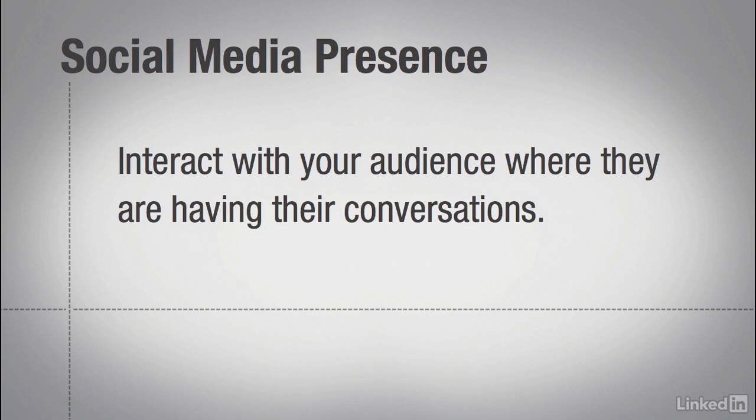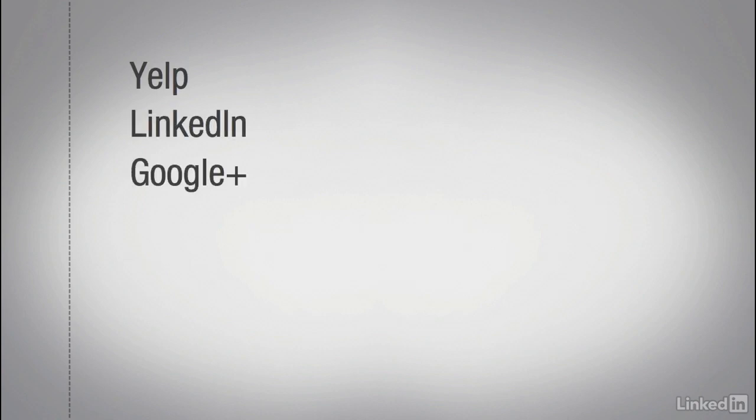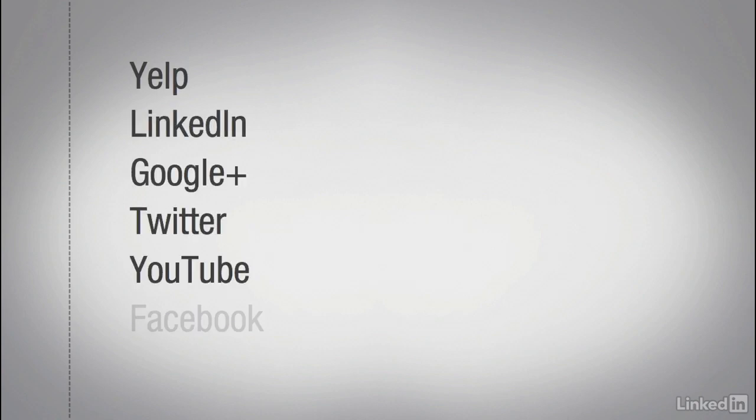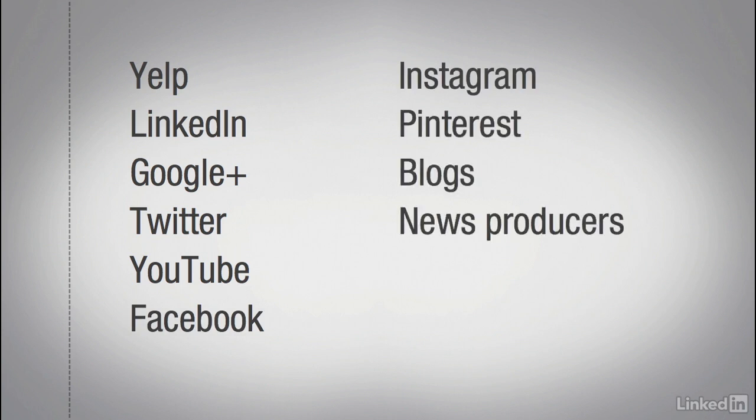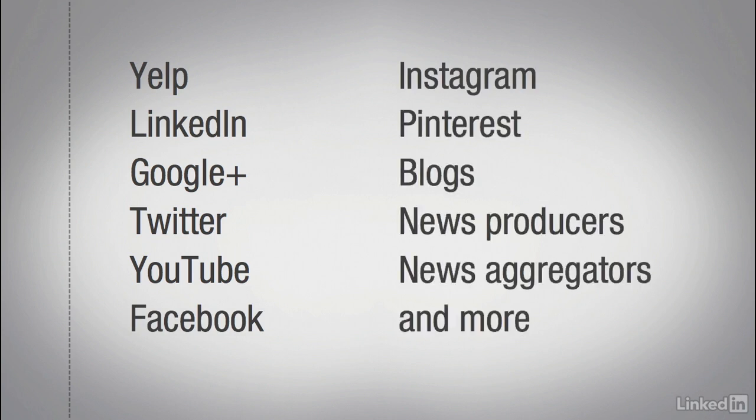If you're a digital recluse, people will not be social with you. In the digital world, what it means to be social is not just to create content and put it out, but it also relates to actively reading, commenting, reviewing and sharing other people's content as well. This type of give and get interaction is happening all over the internet and across leading sites like Yelp, LinkedIn, Google+, Twitter, YouTube, Facebook, Instagram, Pinterest, blogs, news producers and aggregators, and thousands of other places.